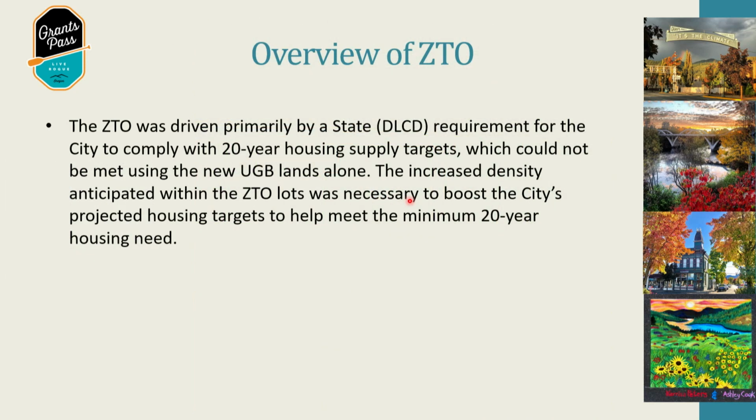So the overlay was driven really by a DLCD requirement at the time that says basically, in order for the city to meet your 20-year housing targets, it does not appear that you'll be able to do that with the expansion area in the urban growth boundary project. But if you add some new density in your existing city limits, then you can meet your 20-year target for housing supply.